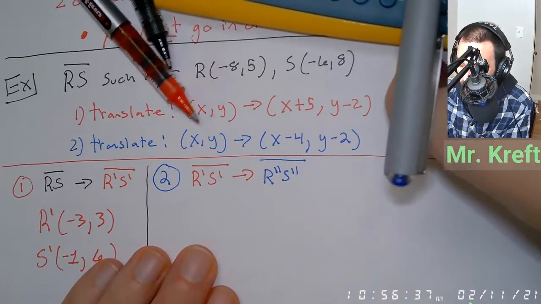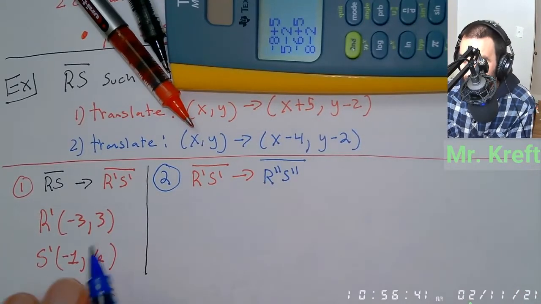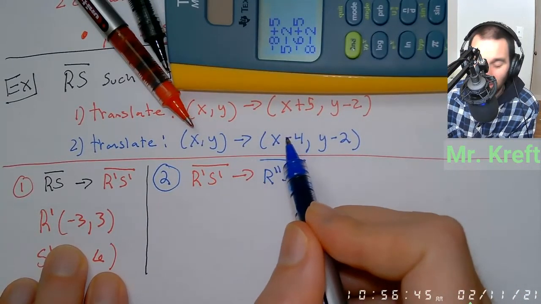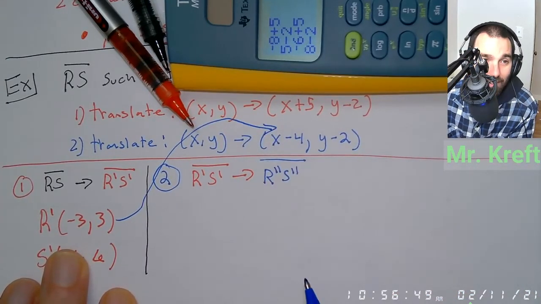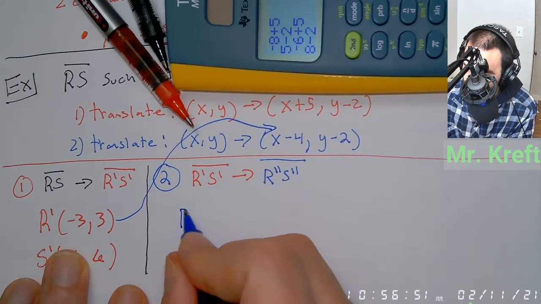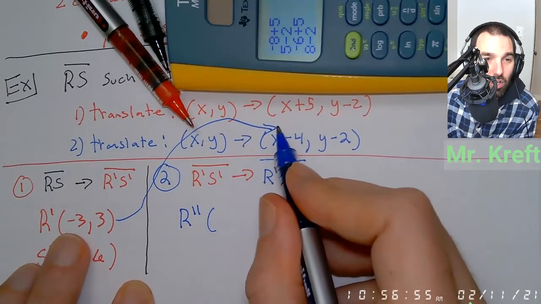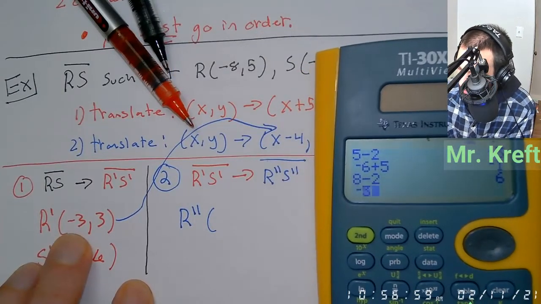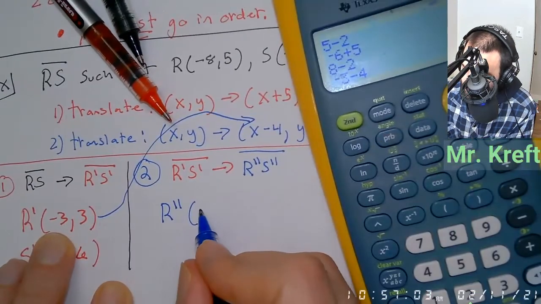So now I'm not going to use RS. I'm covering it up with my calculator. I'm going to take this point and plug it in here. So now my R double prime, I go negative 3 minus 4. So I get negative 7.